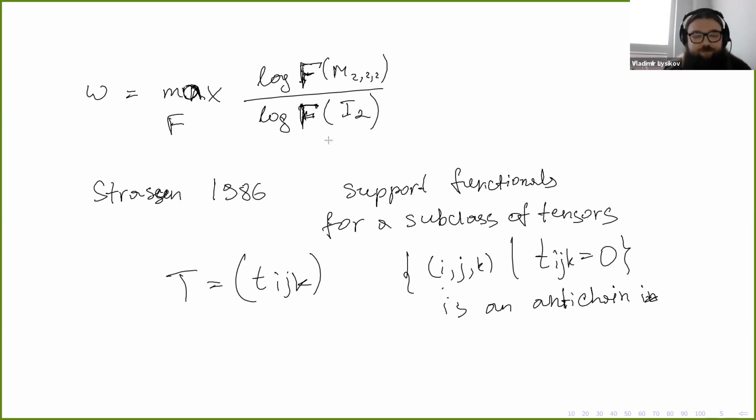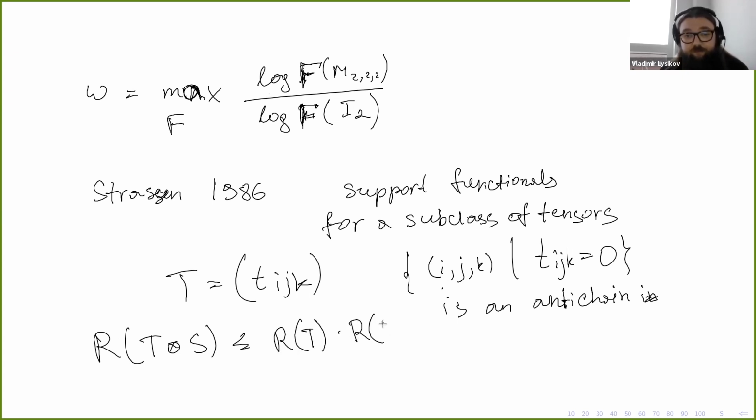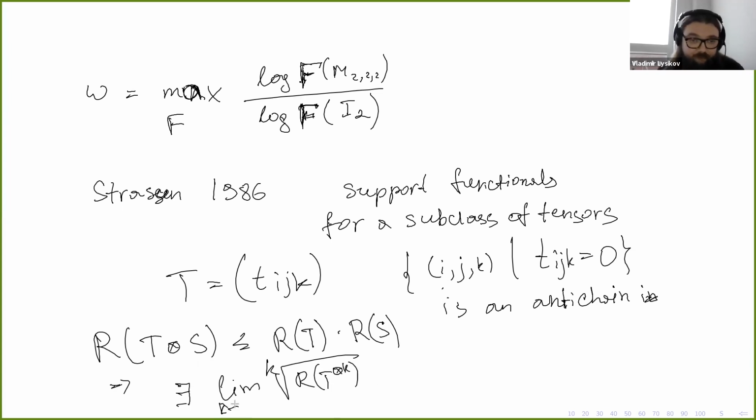Another way to construct these functions, if we have some functions, for example, rank has this property that if you take a Kronecker power, then the rank of a Kronecker product is at most the product of ranks of factors. And then there exists a limit of this expression, which we denote like this. This is called asymptotic rank. And this asymptotic rank actually fulfills all the properties that we need.